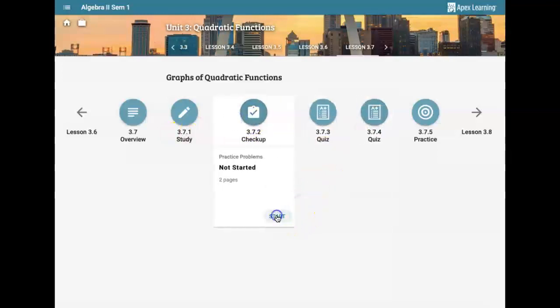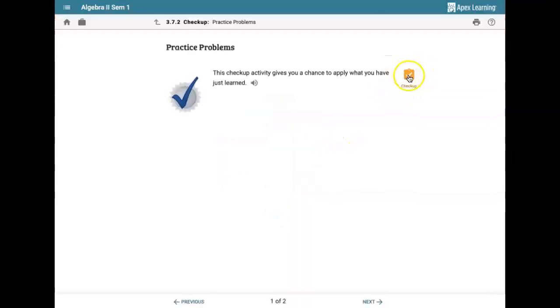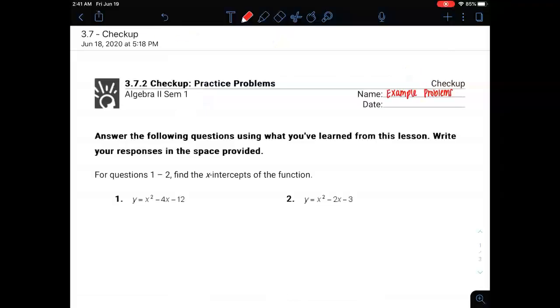Moving forward with the checkup, we will walk through a couple practice problems. Again, work through the rest of them. Answers are posted on Google Classroom. We're going to do a couple of these problems here together, and I'll try to go through this quickly for you, but as detailed as I can.